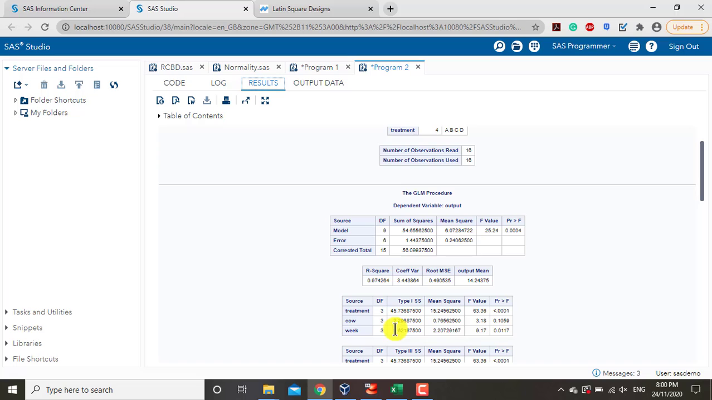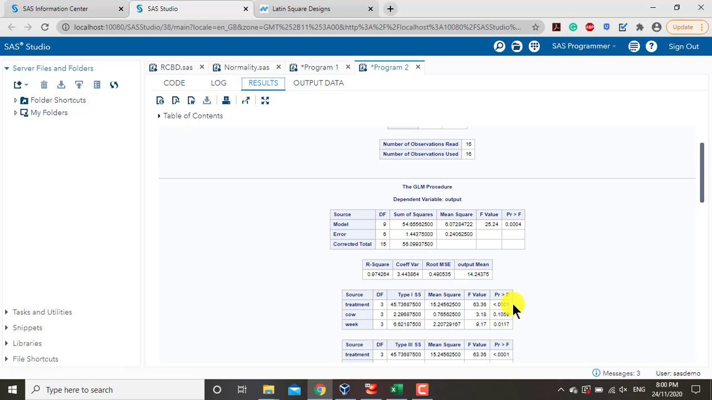So that is the overall ANOVA, and that is the ANOVA for treatment, cow and week. Treatment has 3 degrees of freedom, cow has 3, and week has 3, and that is the type 1 sum of square for treatment, sum of square for cow, that is row, and sum of square for week, that is column, and that is the mean sum of square for each of them, and that is the F value for each of them. And you can see here the probability is less than 0.05, that means there is a difference between treatments.